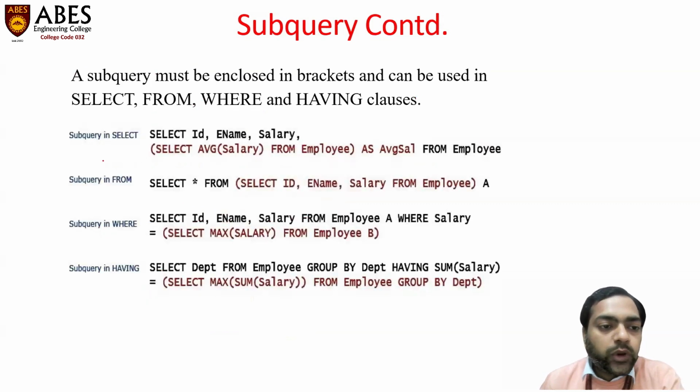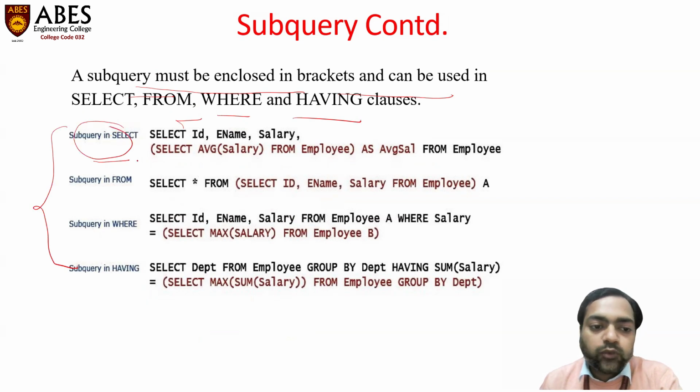Now, a subquery will be enclosed in brackets and can be used under the select clause, from clause, where clause, and having clause, right? So these are the syntaxes. If we talk about the select clause, we can use the subquery in the select clause. How? We'll see that. Let's suppose we want to provide the average salary of the employees also. So what we can do, we'll provide the ID, the e-name, then salary, and after that this will be treated as another column which we want to display, and here we have provided an inner query, right?